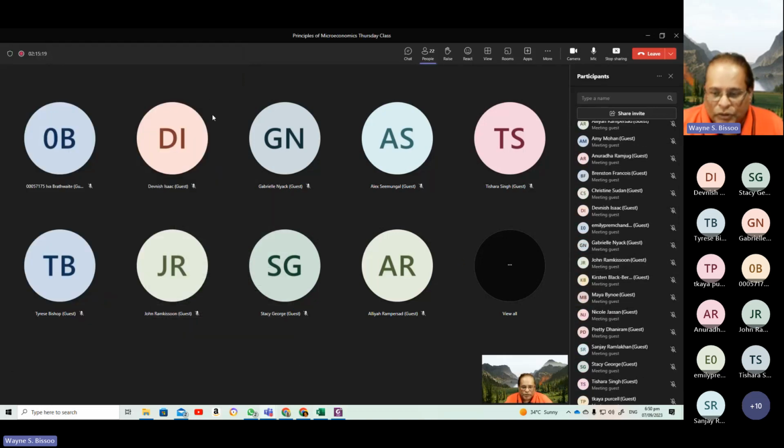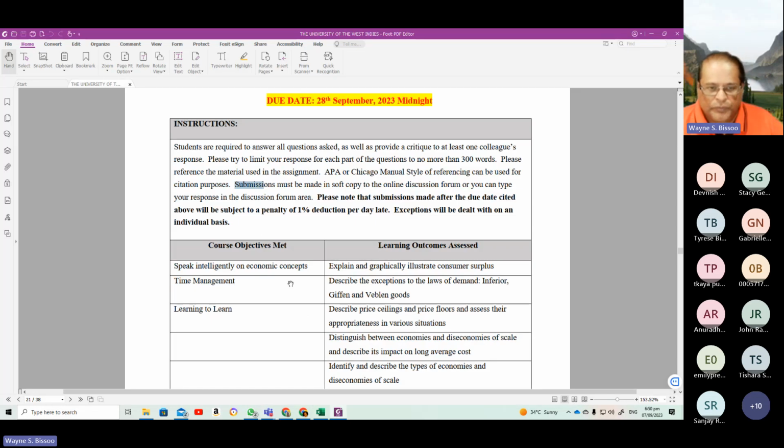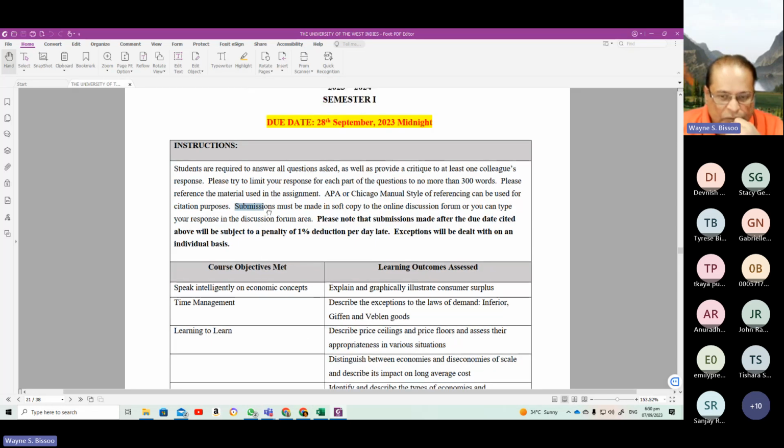All right, cool. So we are going through this assignment here. We're talking about the importance of citation, and then of course there's a notation here about if you are late in your submissions. I'm not going to prevent you from submitting late, but there's a penalty of 1% deduction per day late.